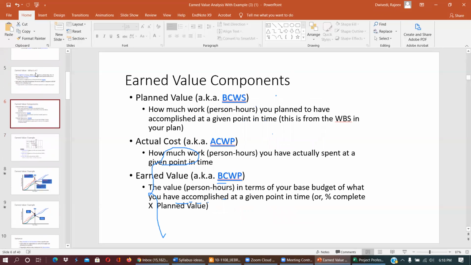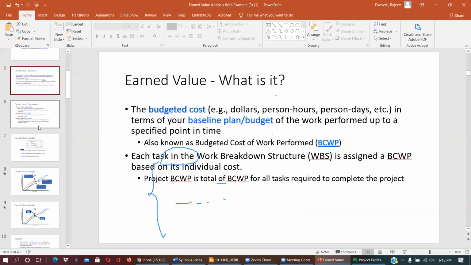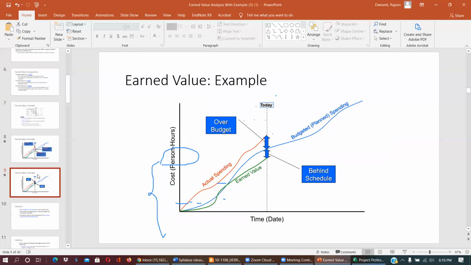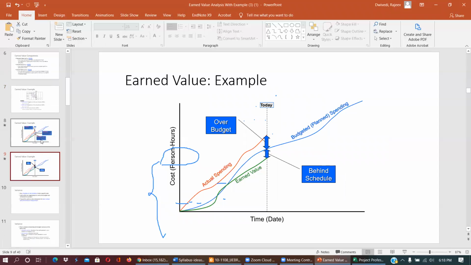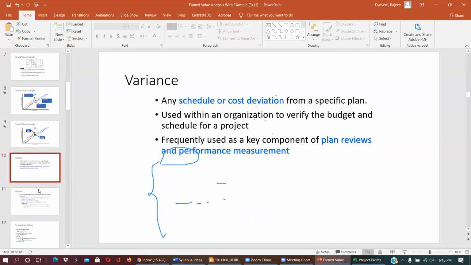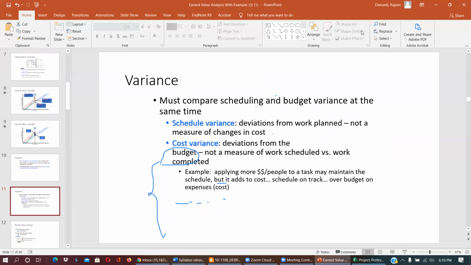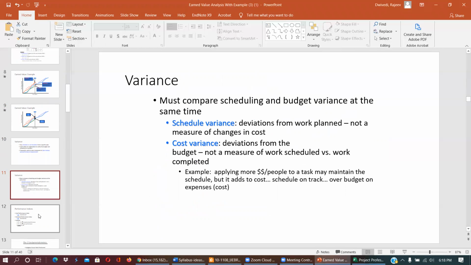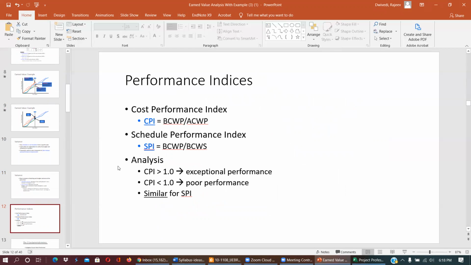These are the three numbers you need for earned value analysis. At any day you can see whether the earned value is above or lower, and the rest are the schedule variance and cost variance, which you can simply refer to. So this is the most important point.